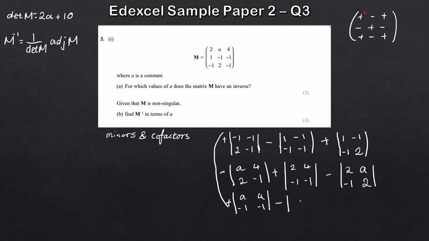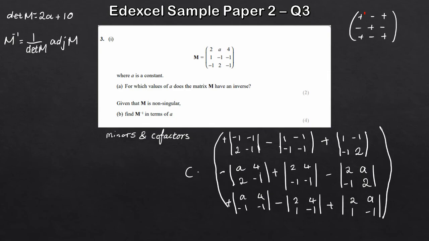So that's going to be 2, 4, 1 and minus 1. And then finally it's going to be plus 2a, 1 and minus 1. Okay, so that's my large matrix here with my minus and cofactors. Now this matrix is usually just called C.